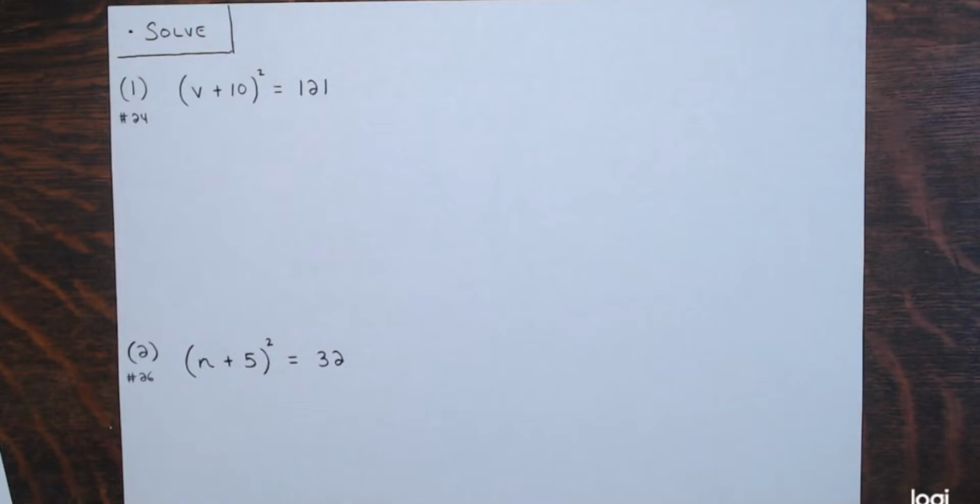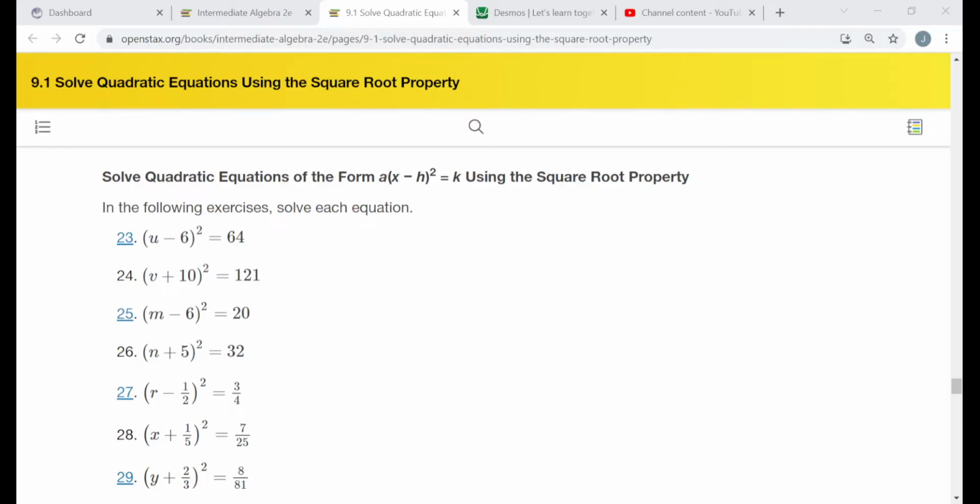Alright, so before I get to the questions, every exercise I'm doing in this video is taken directly from a free online textbook at openstax.org. It is their Intermediate Algebra 2nd edition text, and I'm in section 9.1 titled Solve Quadratic Equations Using the Square Root Property. And I'm under the heading Solve Quadratic Equations of the form a times the quantity x minus h squared equals k using the square root property.